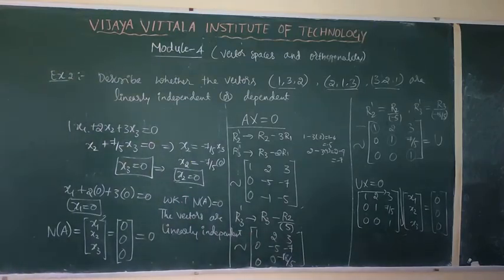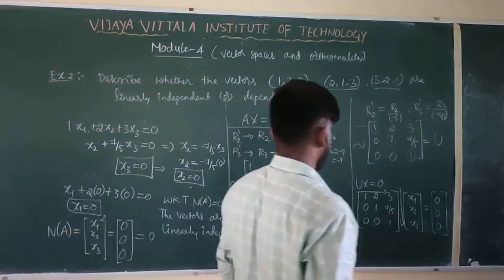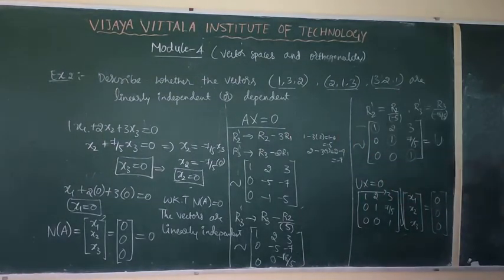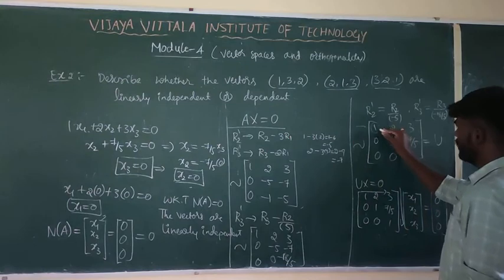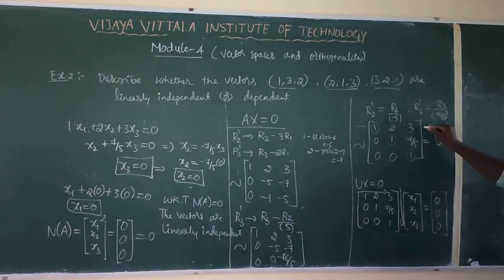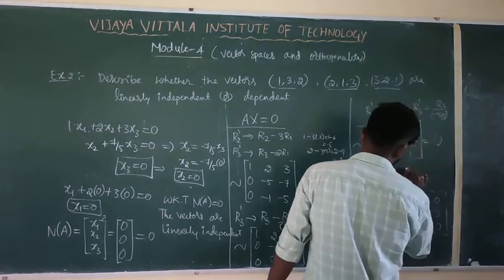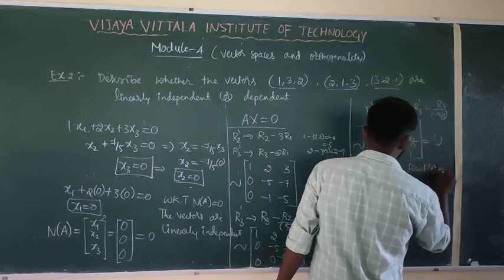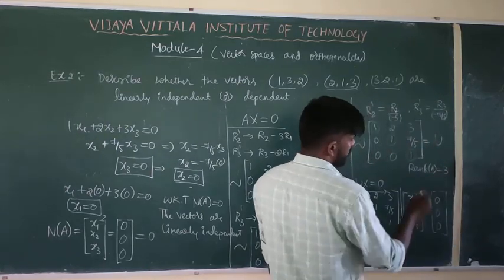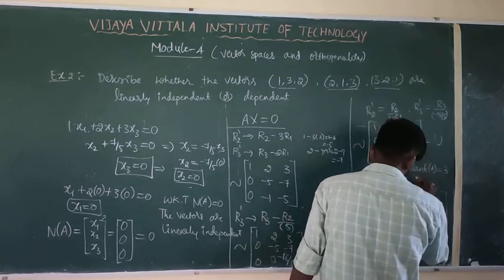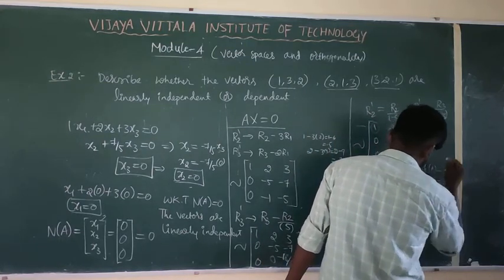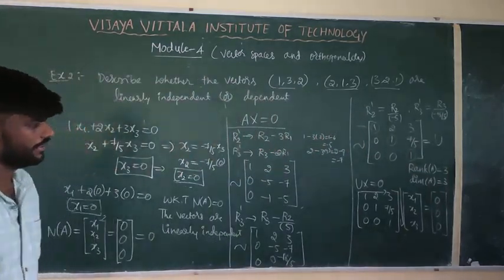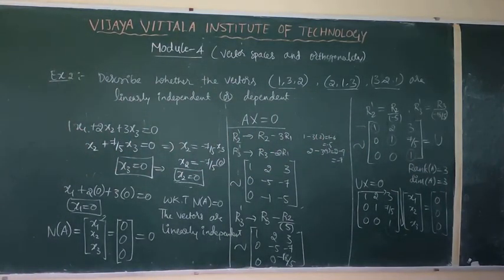This is the problem. Further, we also find the rank of the matrix by using this matrix. Here rank is the number of non-zero rows. The number of non-zero rows is 1, 2, 3, so the rank of the given matrix A is 3. If rank is 3, then the dimension is also 3. Understood? This is the problem for determining whether the given vectors are linearly dependent or independent.